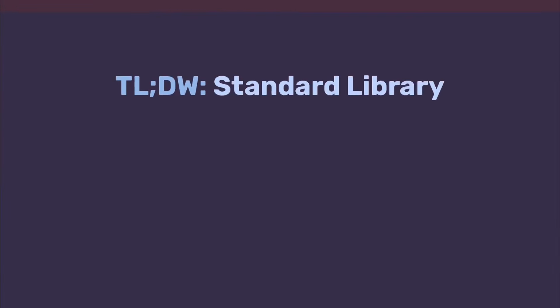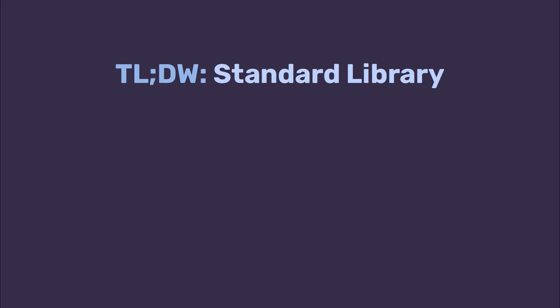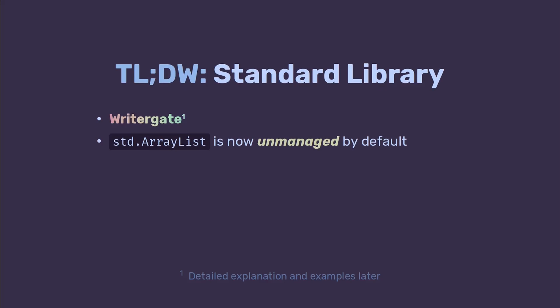And for the biggest part of this update, the standard library changes. So first off, we're going to talk about Writergate. Reader and writer interfaces are getting reworked like allocators were in the past. They are now non-generic, more flexible, and easier to use. We'll talk more about Writergate, its consequences, and examples later. Standard ArrayList is now unmanaged by default, meaning it doesn't store its allocator inside.